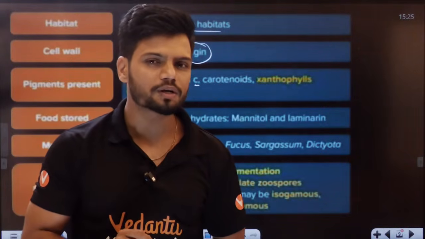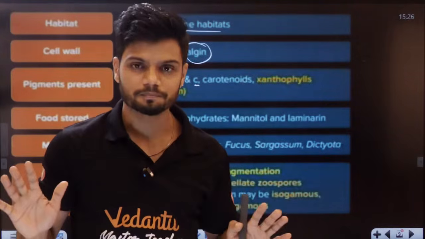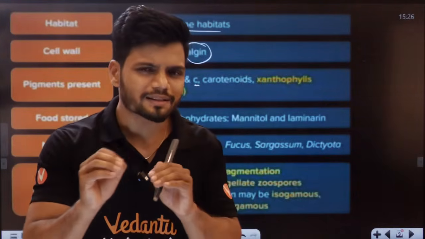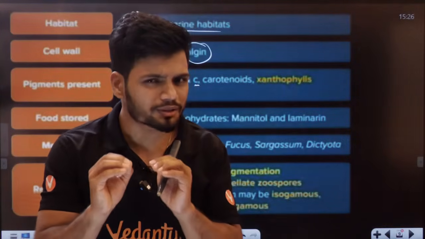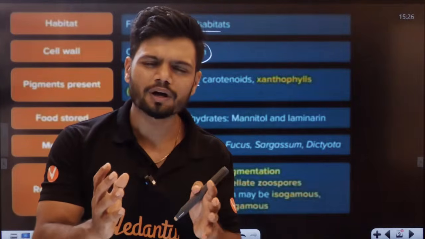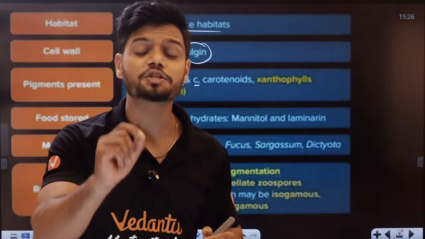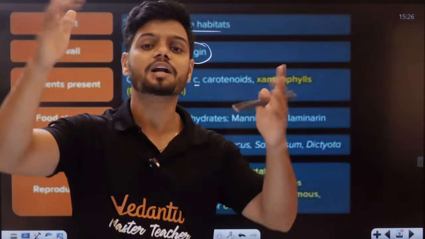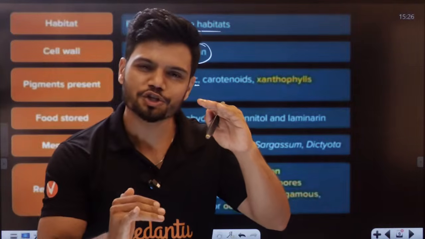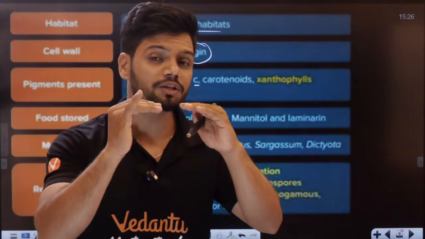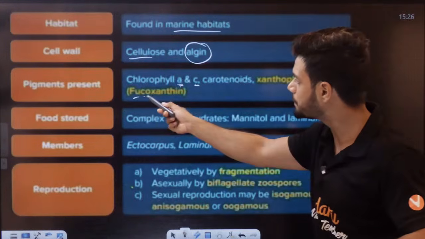Why is it important? Because this fucoxanthin concentration will change everything. Let's say the fucoxanthin concentration is very low. If the fucoxanthin concentration is very low, then this algae will look a bit olive green. If the fucoxanthin concentration increases, then dark brown. So its concentration is very important. Low concentration, olive green; high concentration, it becomes dark brown. So fucoxanthin is a very important pigment here, students.